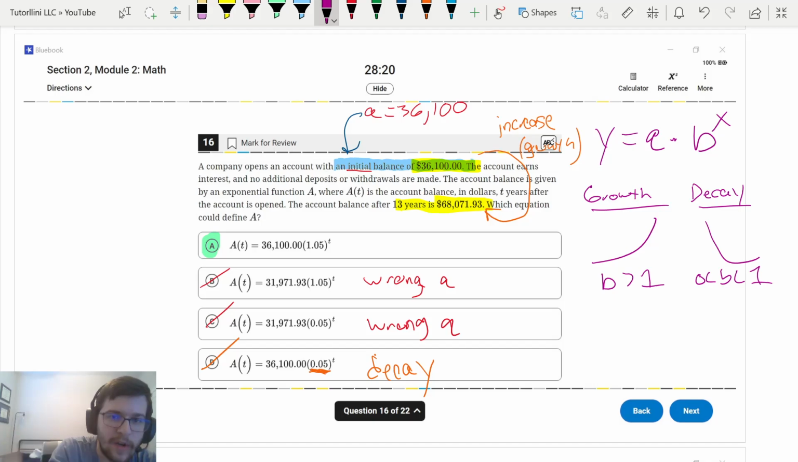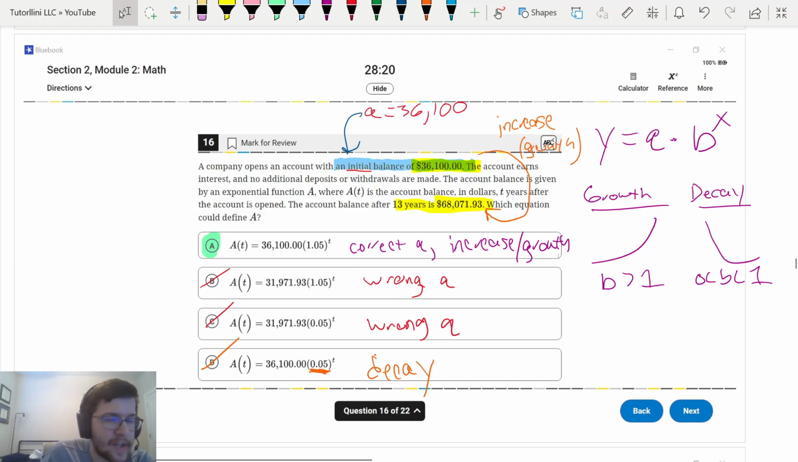A is the only one with the correct A, and it represents an increase or growth. Exponential growth, we call that. Okay, great. So yeah, lots of numbers in there, but you see if we just use process of elimination, we don't have to do any calculations.